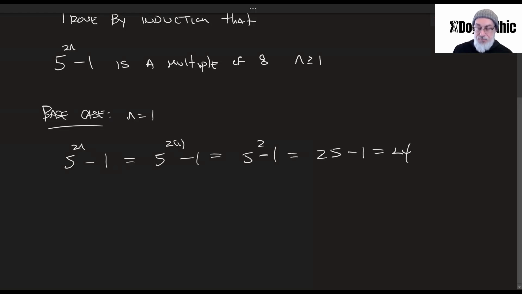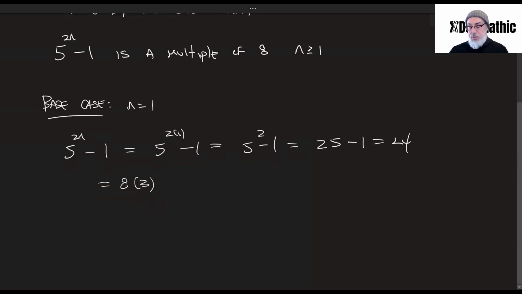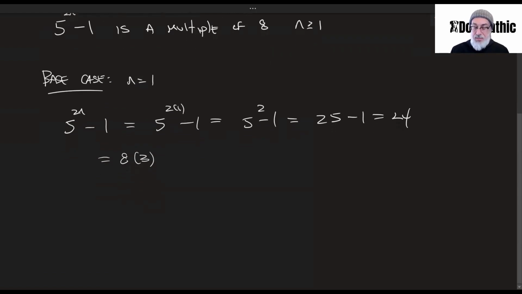Now, obviously, 24 is a multiple of 8, but to be a little thorough, we can say that it is 8 times some integer, and that integer is 3. So that means that it is a multiple of 8 or divisible by 8. So the base case holds.